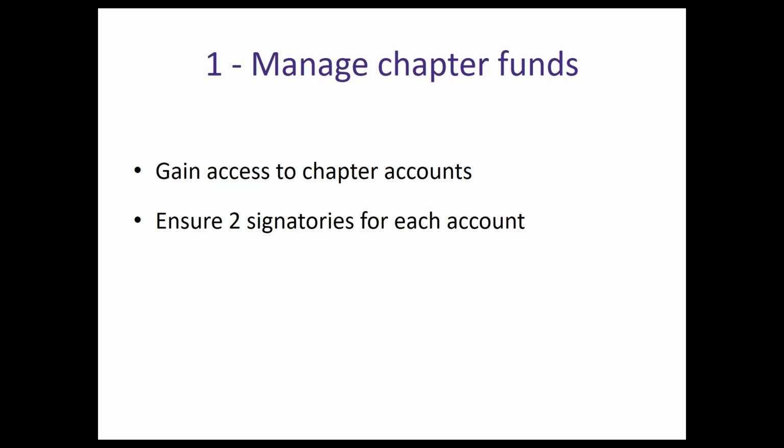So maybe looking to see if it needs to be the vice president, or if it needs to be your president-elect, or if the chapter needs to adjust elections so that the president and treasurer aren't coming and going on the same year. But it's recommended that there be at least 2 signatories on each account, so that if something happens to one of you, there is still somebody else who has access to those accounts.